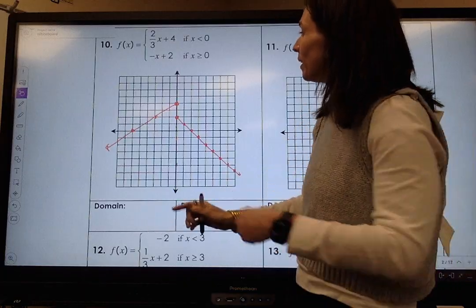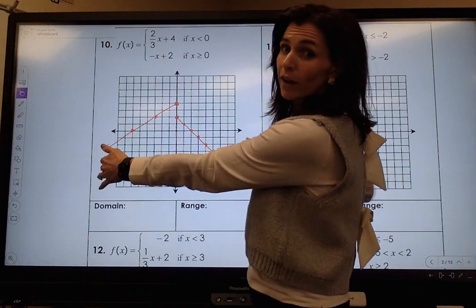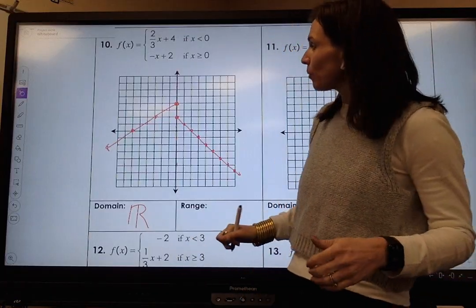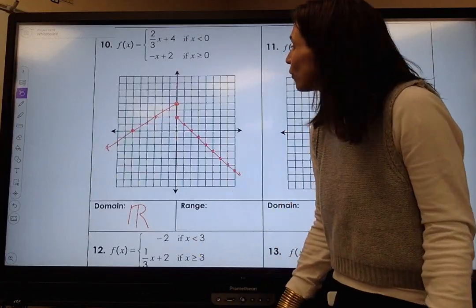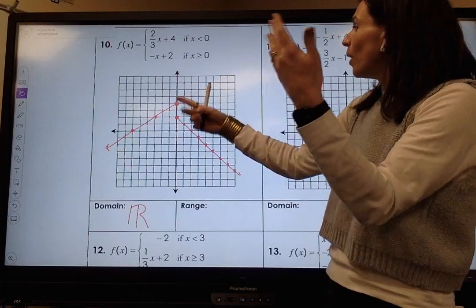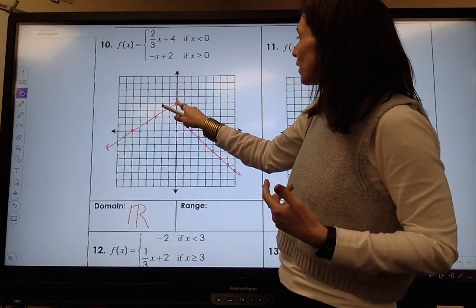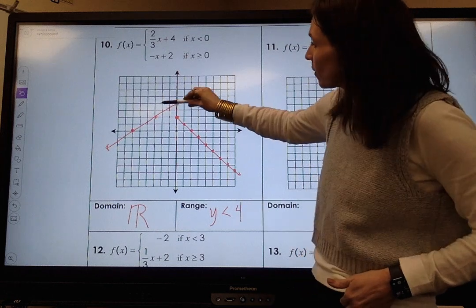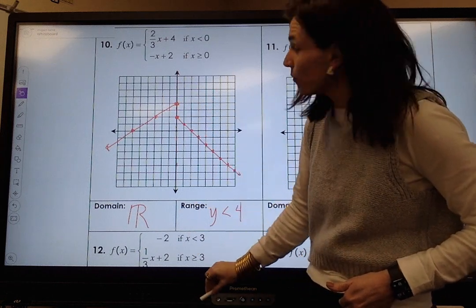Now, my domain, how far left does it go? Forever. How far right? Forever. So my domain is all real numbers. And my range is going to go down forever, and then it's going to go up to 1, 2, 3, 4. So y is less than 4 because all the numbers below 4 are included.